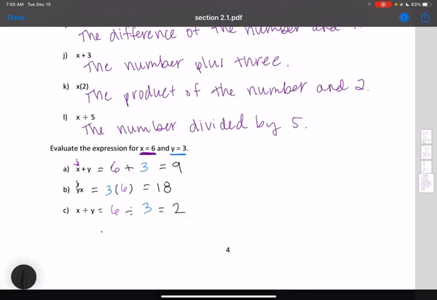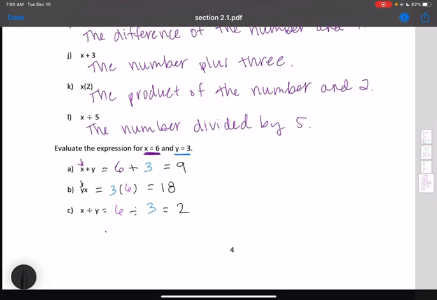Okay, so for B, we had y times x. Y is 3, x is 6. So we did 3 times 6 equals 18. And finally, for the last one, x divided by y equals, the x was 6, so 6 divided by the y is 3. 6 divided by 3 equals 2. All right, that wraps up today.